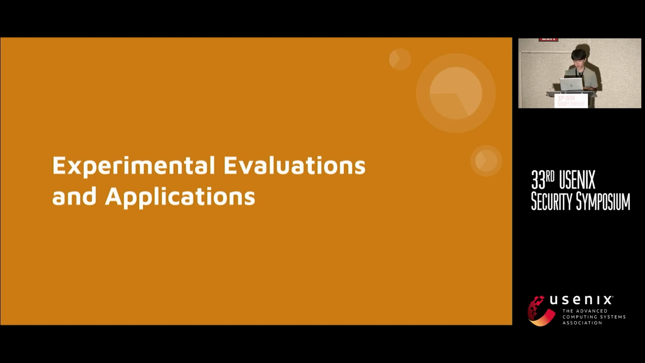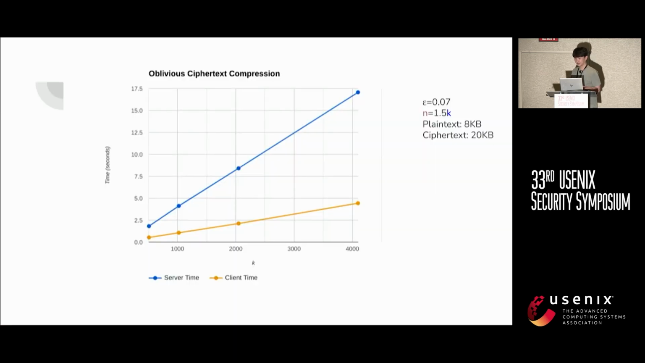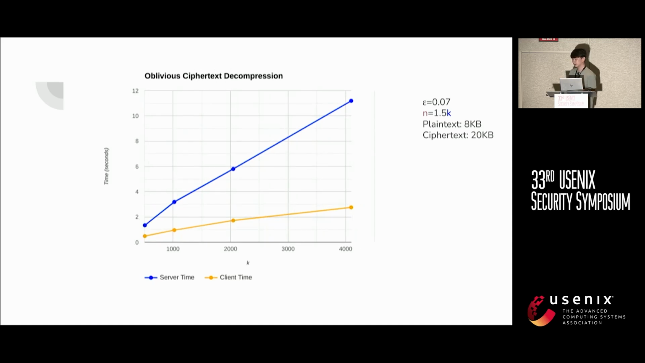So we'll now present some experimental evaluations and applications relating to these two problems. We implemented the Oblivious Ciphertext compression schemes using some homomorphic encryption libraries. And this is what we got, where the x-axis is the k value, and the y-axis is the time in seconds to perform these operations. And we fixed epsilon to 0.07 and the total number of ciphertexts to n equals 1.5k. And we did something similar for the Oblivious Ciphertext decompression, and this is the result that we get.